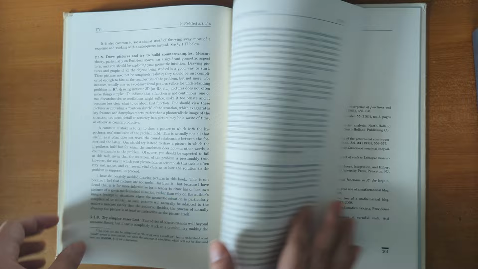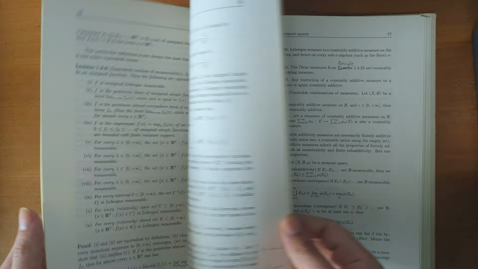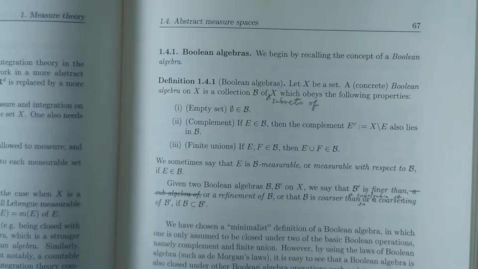Tao takes a very hands-on approach to developing the theory, starting with simple and concrete examples, before moving on to the main theory over Euclidean spaces. Only after you've gotten a good feeling for the main ideas in measure theory does Tao move into the general and abstract theory over abstract measure spaces.